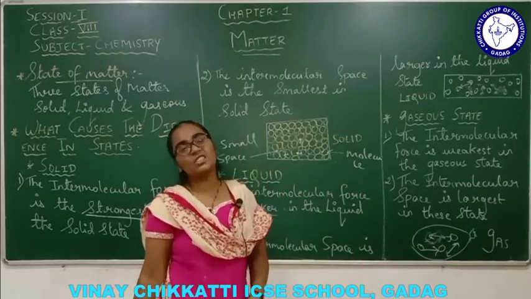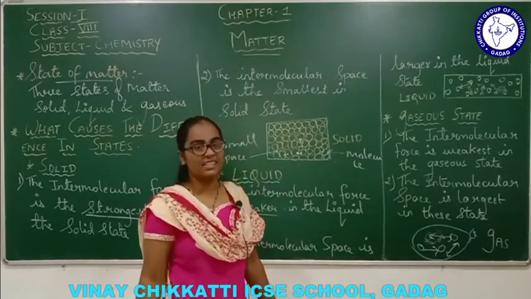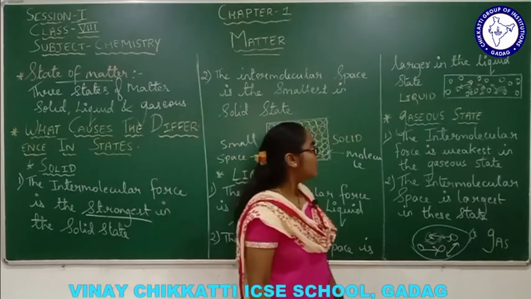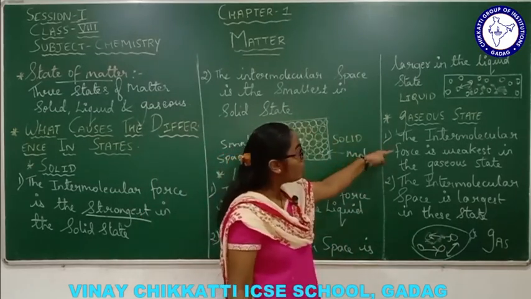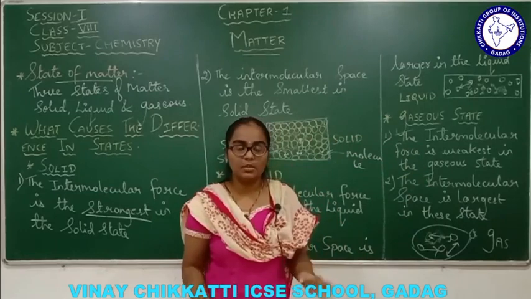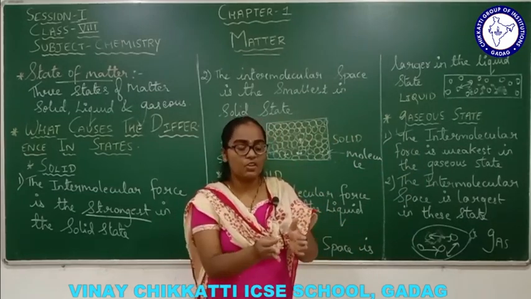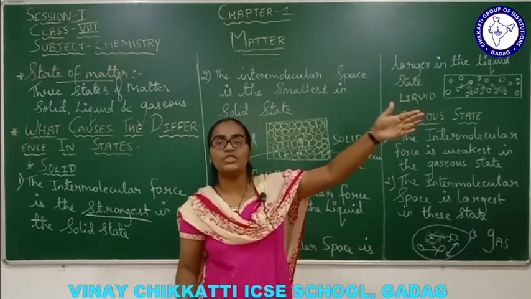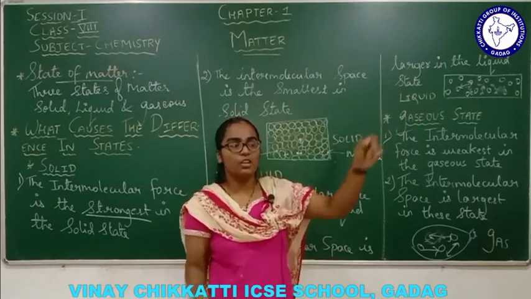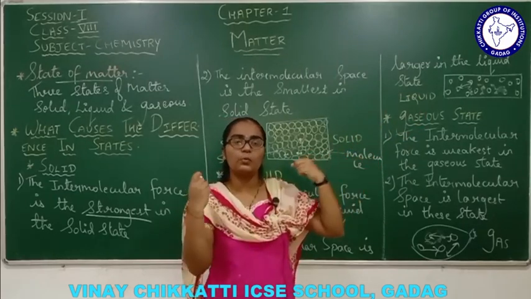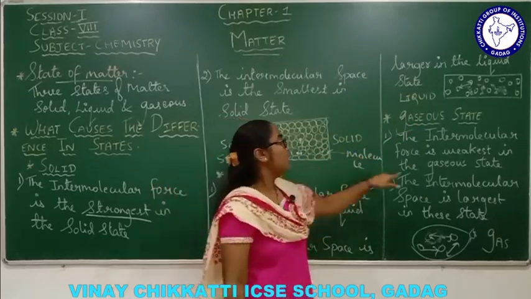So largest will be the intermolecular space, right? So what does the statement say, let's see. The intermolecular force is weakest because the molecules are residing in opposite poles, far away from each other. So the attraction between the molecules is very, very weak in the gaseous state.